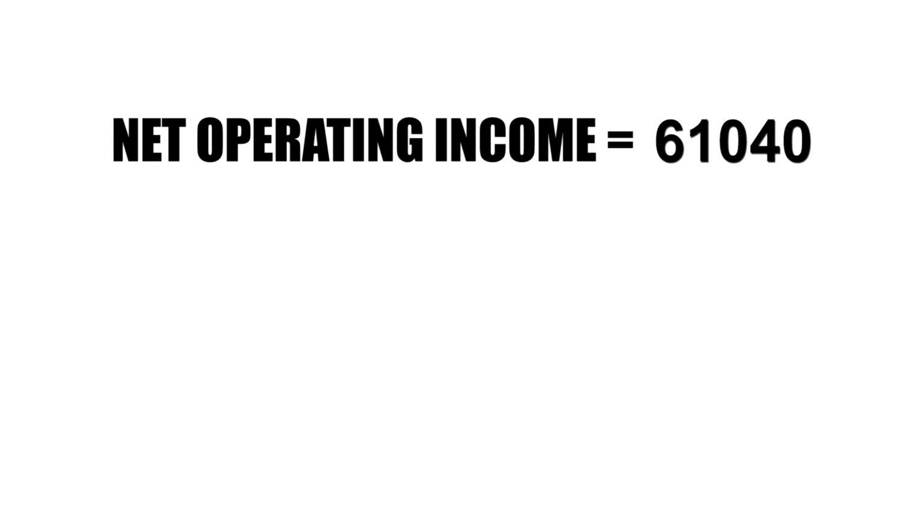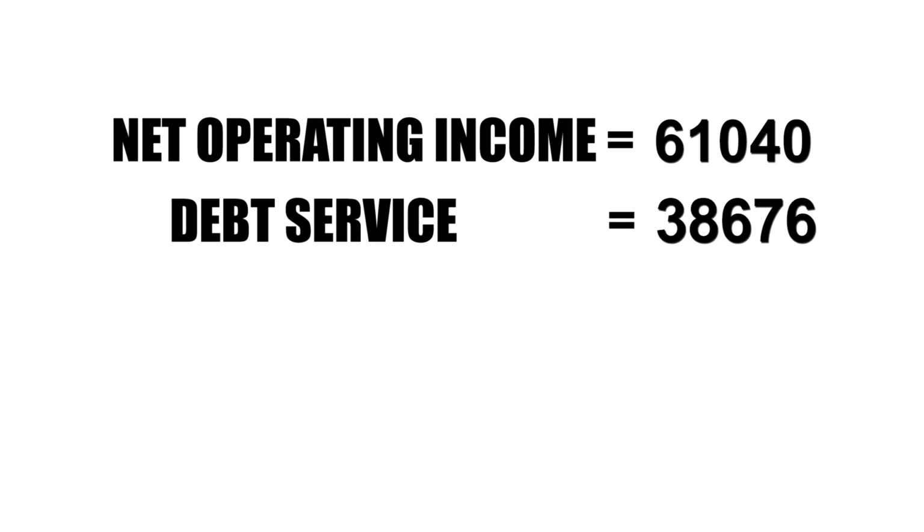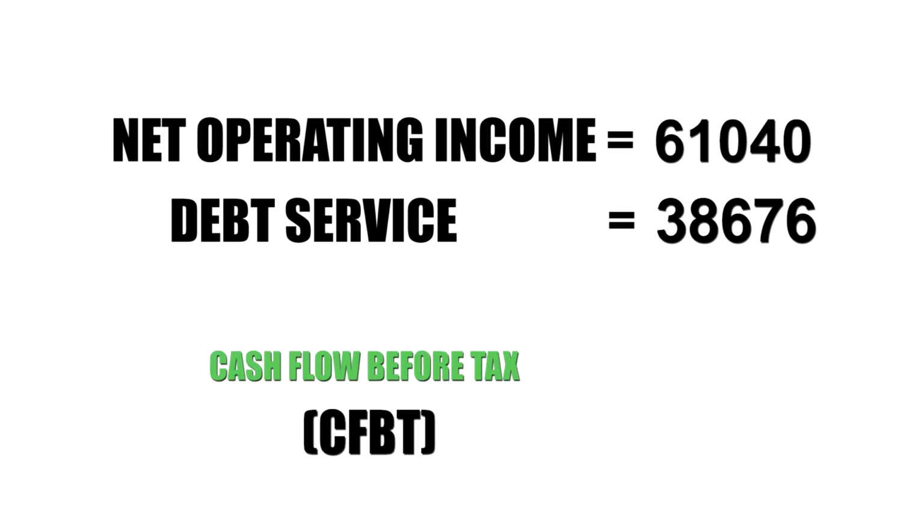So now what do we do? We take the net operating income, we subtract the debt service out of it, and that gives us that cash flow before tax, which in this case would be $22,364, right? So this property is now cash flow positive with $22,364. The next thing you're gonna calculate as an investor, which is the most important to me, is your cash on cash return, or we also call it return on your investment.